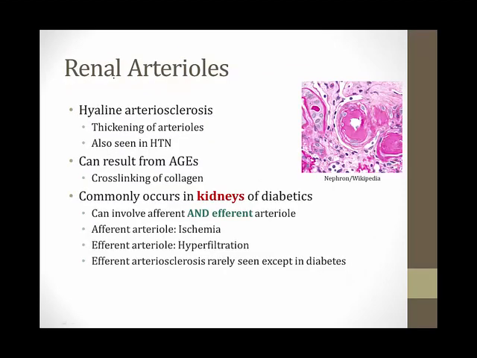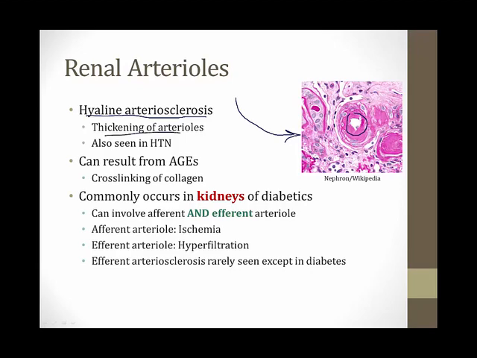So let's talk about how diabetes affects the arterioles in the kidneys first. Diabetes leads to the development of hyaline arteriosclerosis. This is a picture of hyaline arteriosclerosis shown on the screen here. You can see that there is this pink stuff that has narrowed the lumen of this arteriole. That pink stuff is hyaline, and this is what happens in diabetic kidney disease. There is thickening of the arterioles.